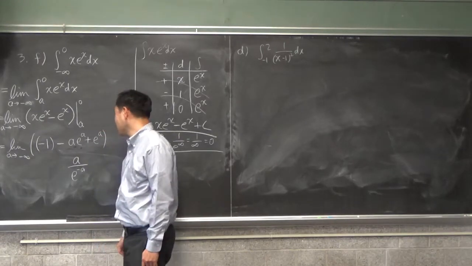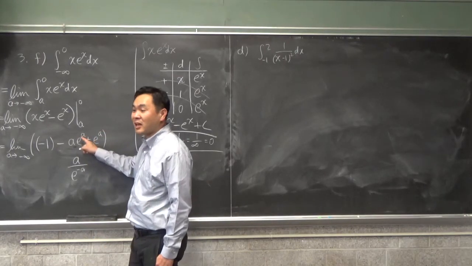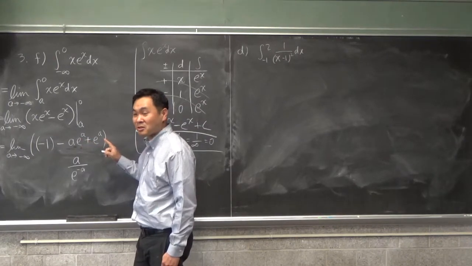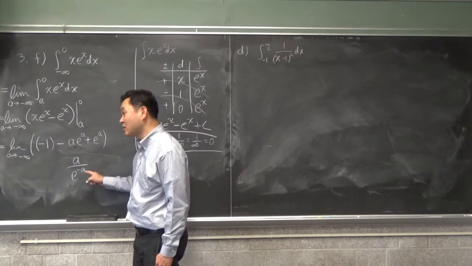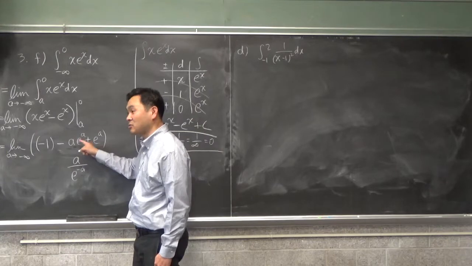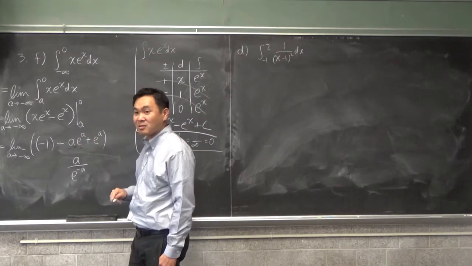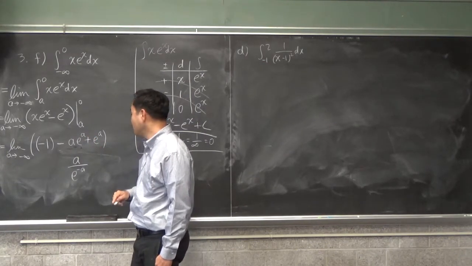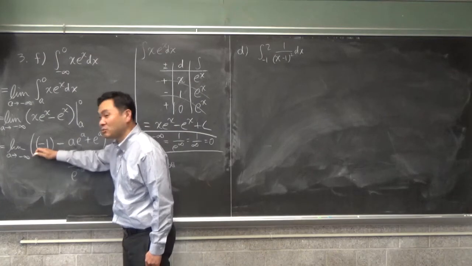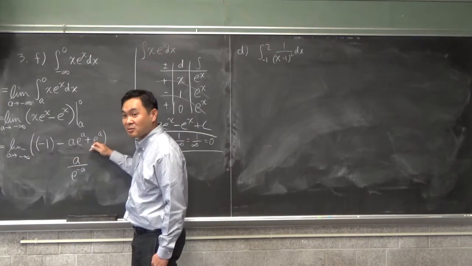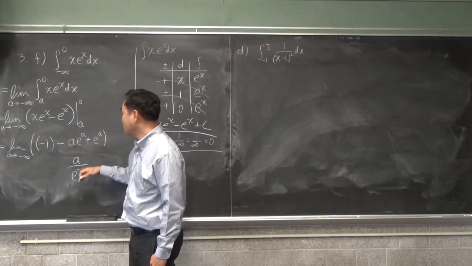Negative power makes it a reciprocal, right? So if you divide by e to the negative a, that's the same as multiplying by e to the a. So what about the other terms, the -1 and the e to the a? We already know that this is -1 and then this is 0. e to the negative infinity is 0. So you can pull that term out and evaluate.